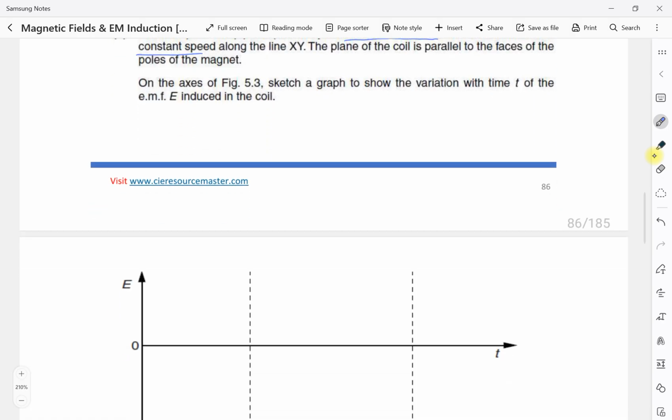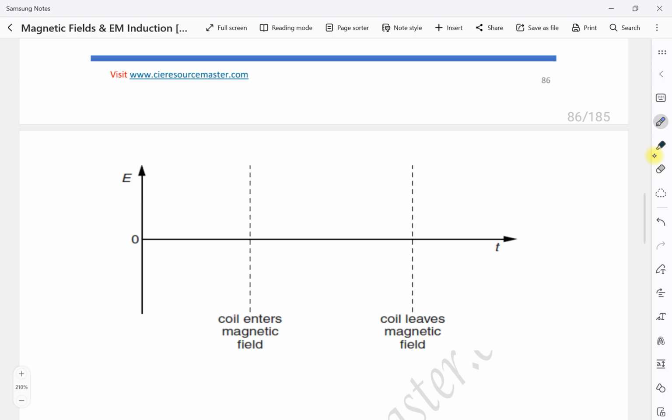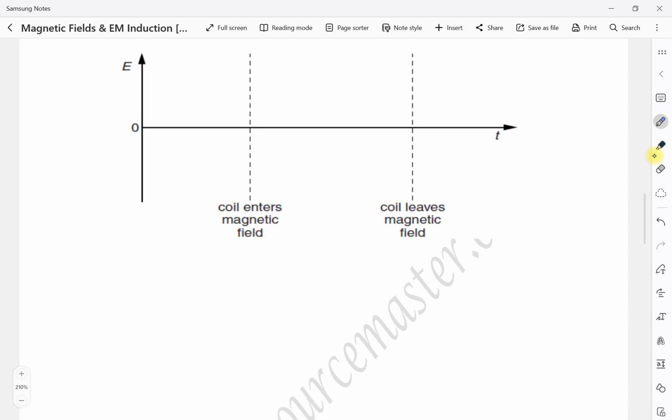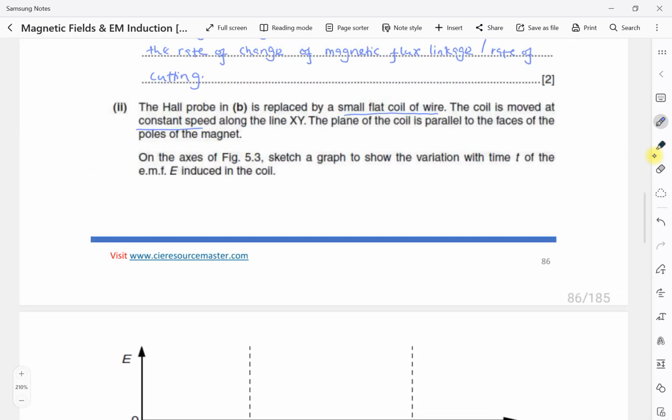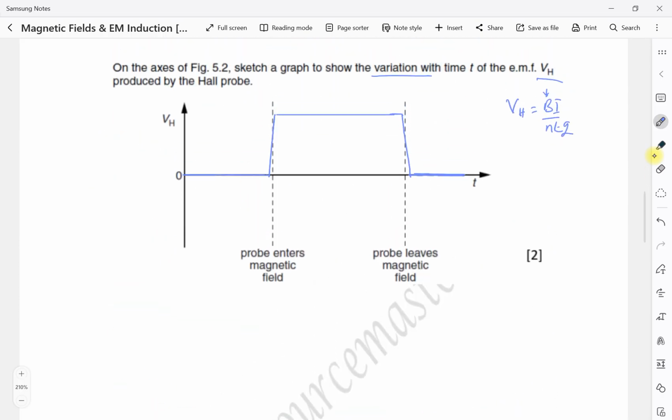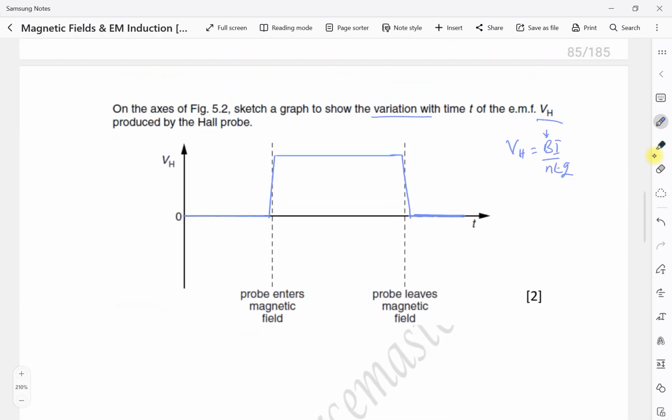Okay, now that we have a coil of wire and we expect an induced EMF, we know that the induced EMF is directly proportional to the rate of change of magnetic flux linkage, which is directly proportional to the gradient. So EMF is directly proportional to the gradient of the graph of VH against t. So where the gradient is constant, the EMF is constant. Where the gradient is zero, the EMF is zero.